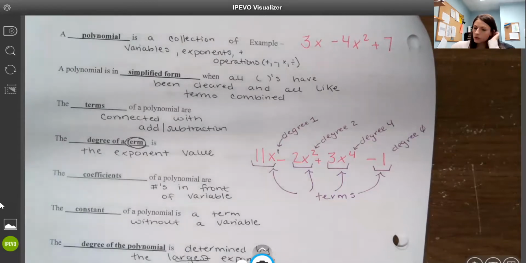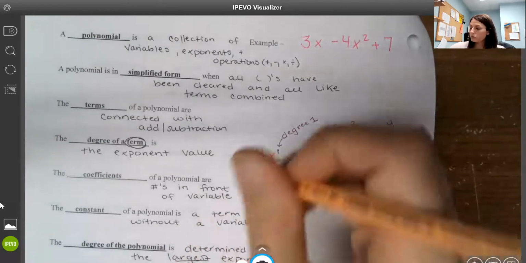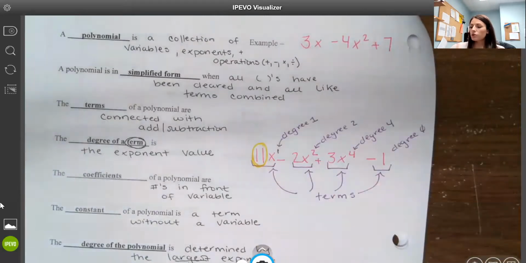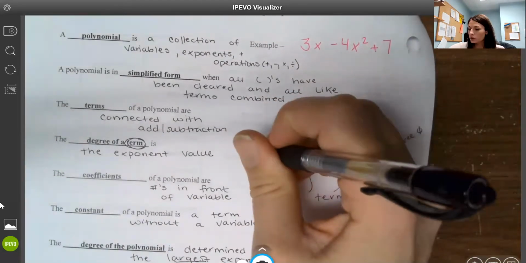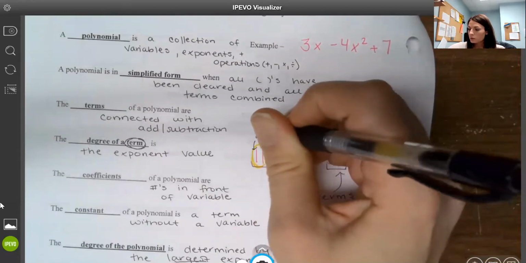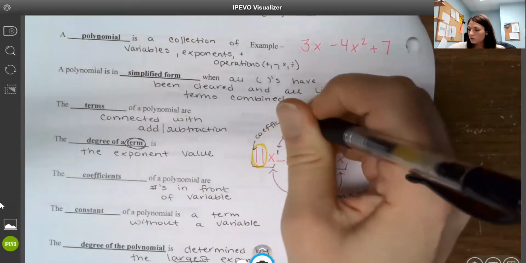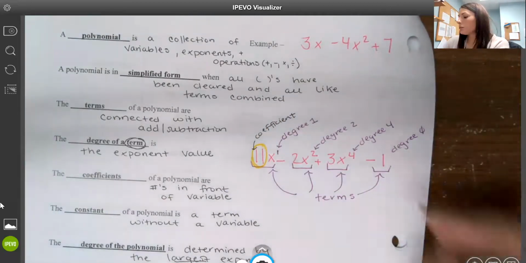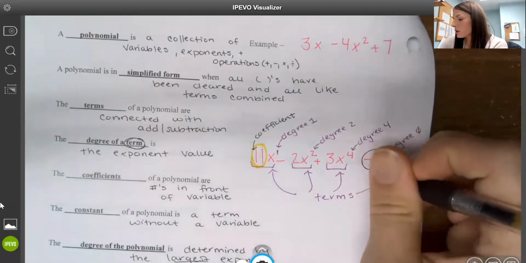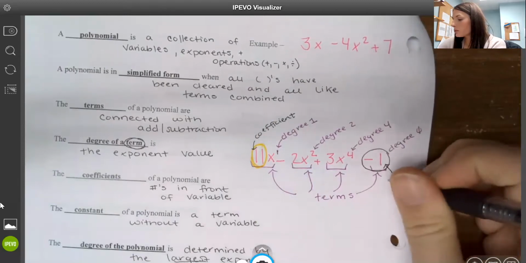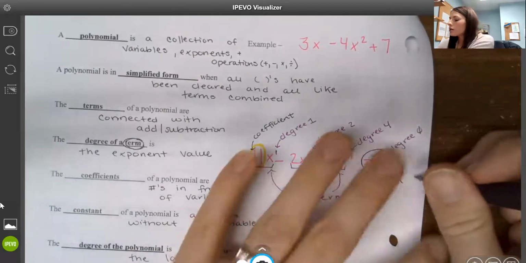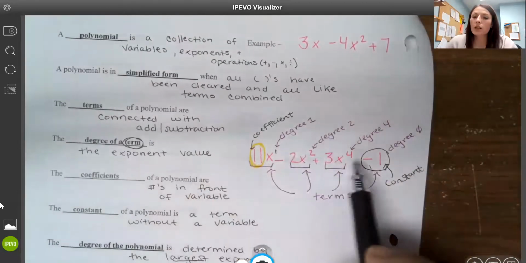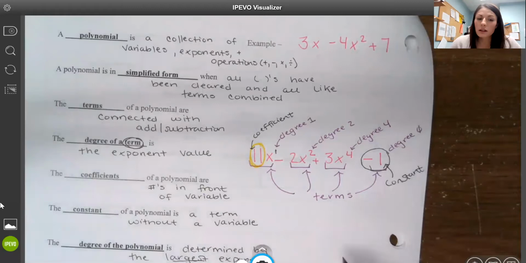We also have coefficients. So for example, 11 is a coefficient, which is just the number that's in front of our variable term. And a constant, so here -1 is our constant, is the term that has no variables. Okay, it's a constant term, there's no x connected to it.